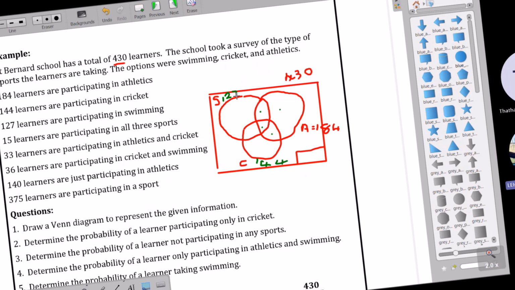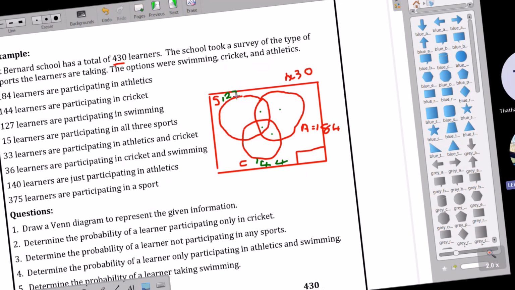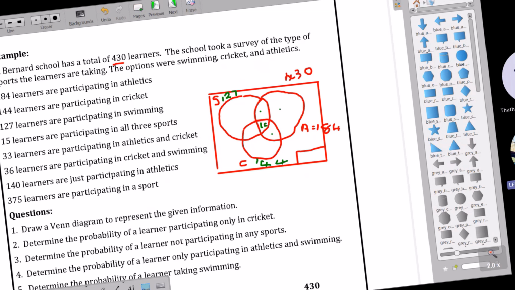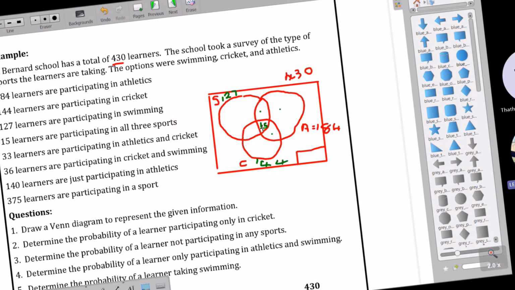And then which means that now I figured the first part. There are 15 learners participating in all the 3 sports. All the 3 sports, I want the intersection of all the 3. And then I will put 15 in the middle. 15 in the middle, which means I'm having 15 so far as our information at the first part.